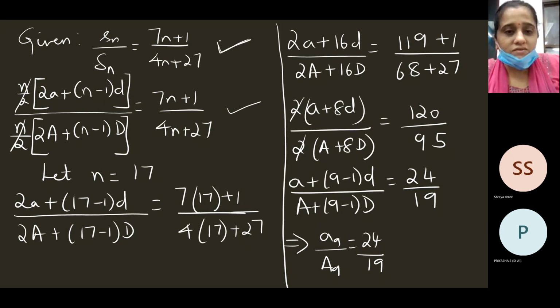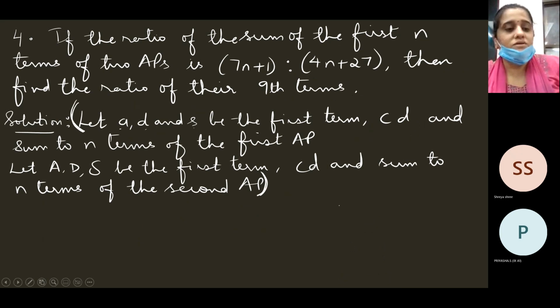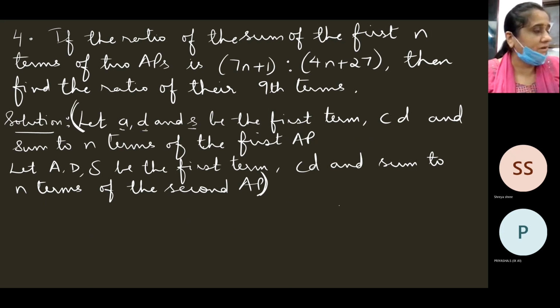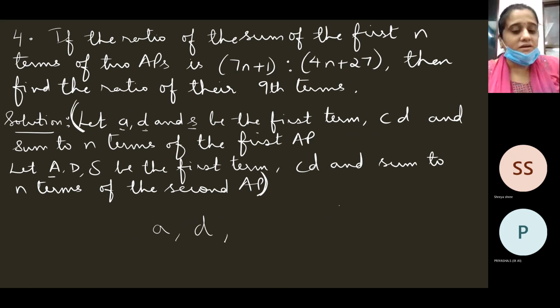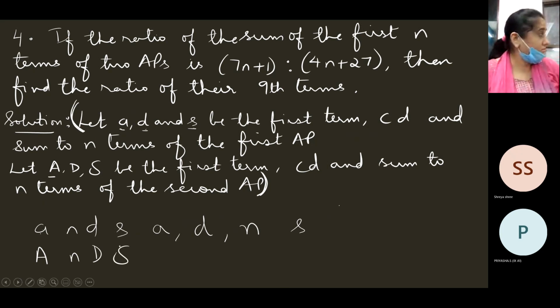So children, I said this is given. We need to start like this. A, D, and S: first term, common difference, and sum to n terms of the first AP. Cap letter A, cap letter. These are the letters we use in AP. First term A, common difference D, number of terms N, and sum to n terms S. So A is small a and capital A. N is N in both. D is small d and capital D. And S is small s and capital S.